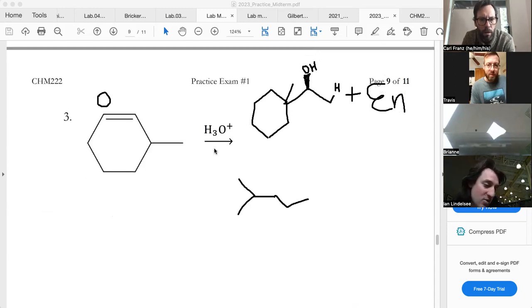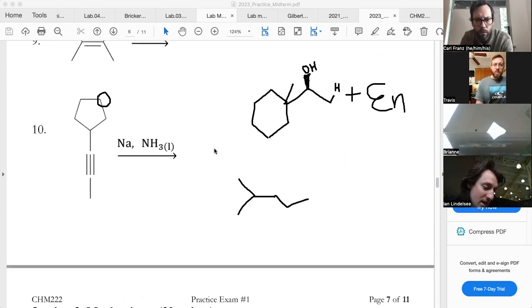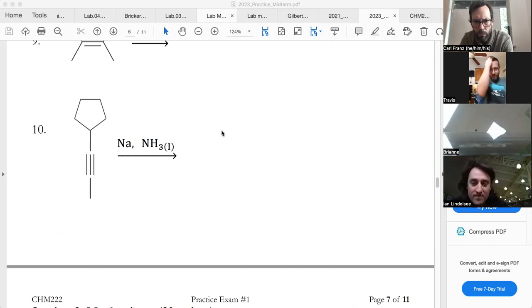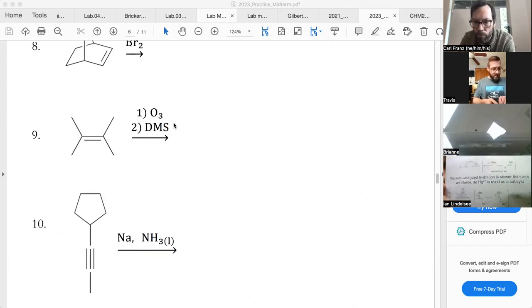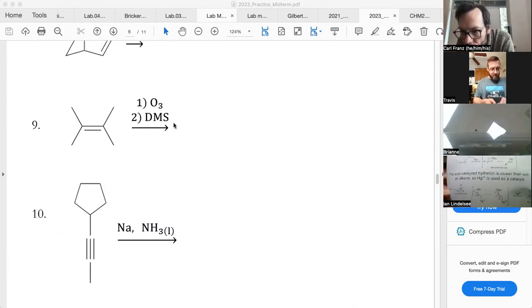Acid catalyzed hydration is slower than with an alkene, so H3O+, squared plus. Or I think that's its charge. Yes, that'd be the charge. H3O+.